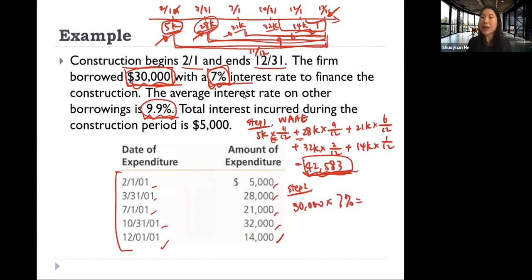However, the actual expenditure we used in this project is more than 30,000. So what can we do with the rest, 12,583? This is the amount in excess of the 30,000, and for this amount, we can only apply our normal interest rate, which is 9.9%. So the avoidable interest is these two parts added together, and this gives us 3,346. So this is step 2, the avoidable interest.